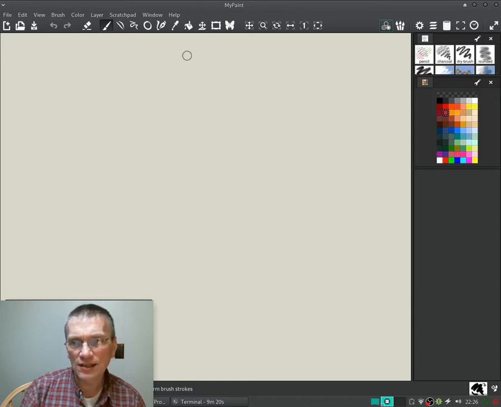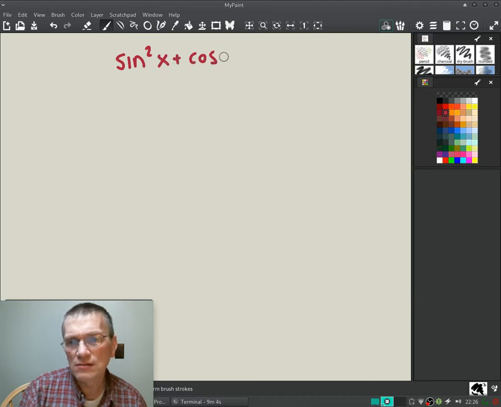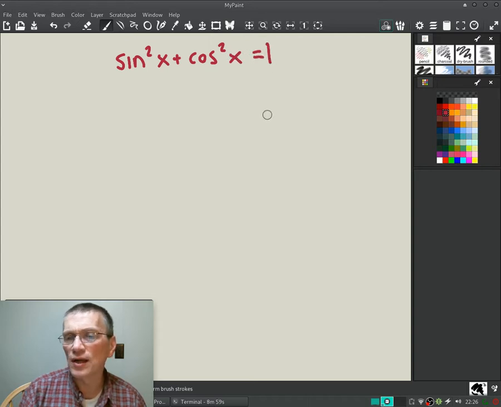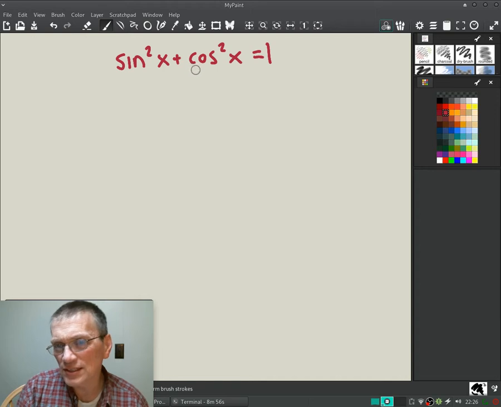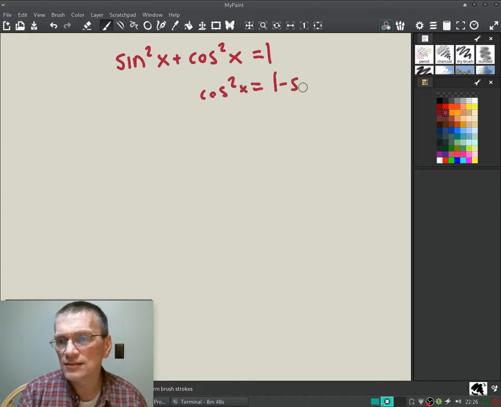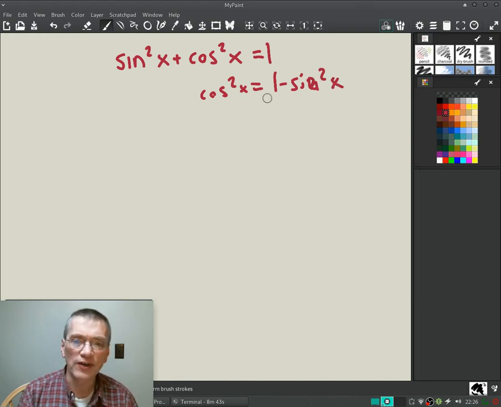Some of these tools are the Pythagorean Identities, your book calls them, and one form of it is sine squared of x plus cosine squared of x equals 1. So this means in your equation, if you see cosine squared of x, you can replace it with 1 minus sine squared of x. And often this will let you simplify an equation.